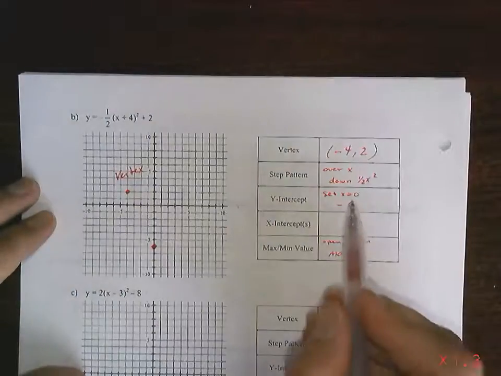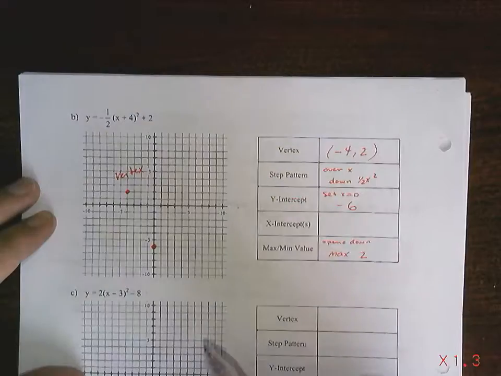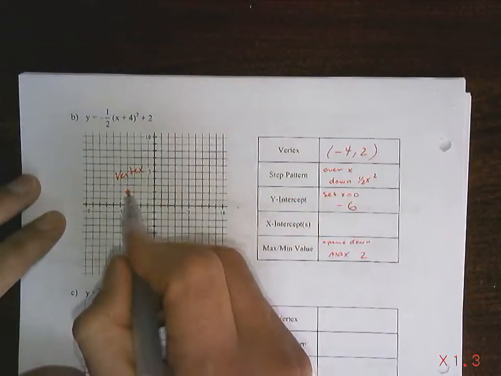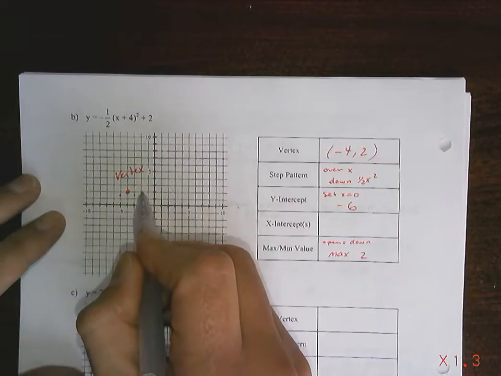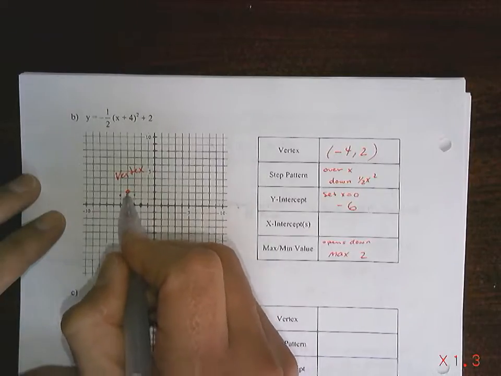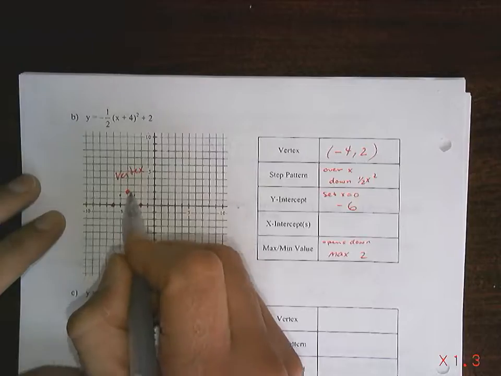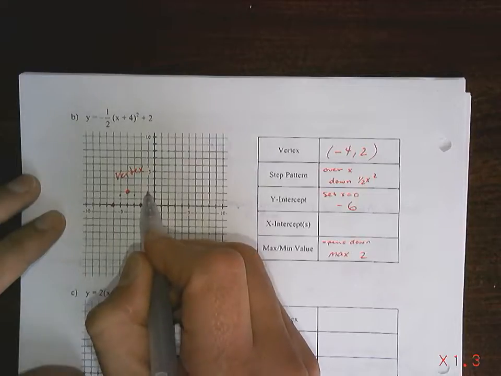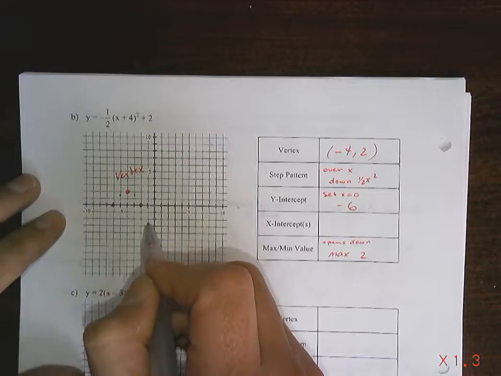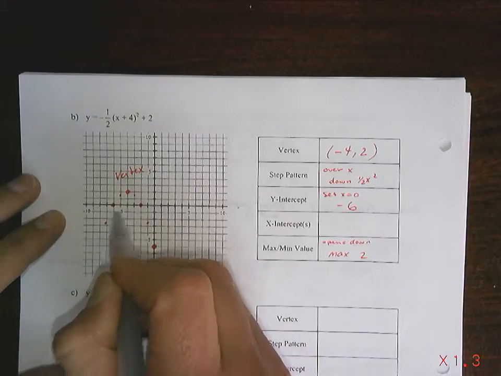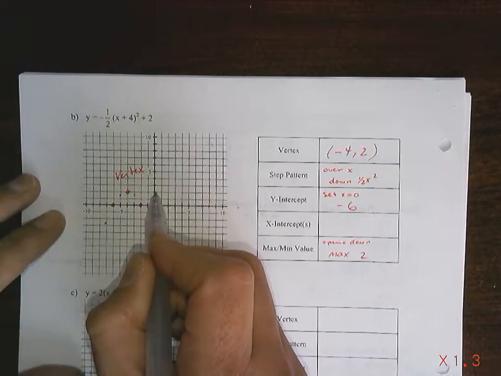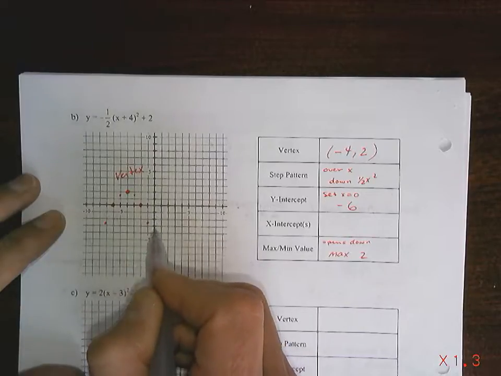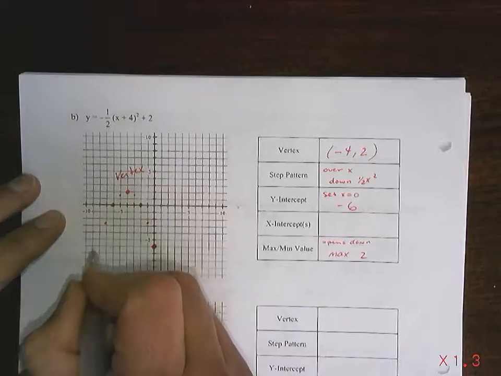So my step pattern, over x, down x squared divided by 2. So over 1, down 1/2. Over 2, down 2. Over 3, down 4.5. Over 4, I should be down 16 divided by 2. I should be down 8. 1, 2, 3, 4, 5, 6, 7, 8. It worked.